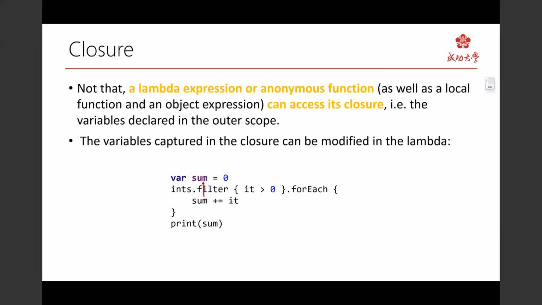Before we move on to classes and inheritance, one last thing I wanted to mention is that a lambda expression or anonymous function can access its closure, okay? So what this means is that suppose this is the closure for a lambda expression or an anonymous function. Inside a lambda expression or anonymous function, we can access those variables defined outside the closure, outside the curly braces of the lambda expression or anonymous function. Okay, so this is what this statement means over here.